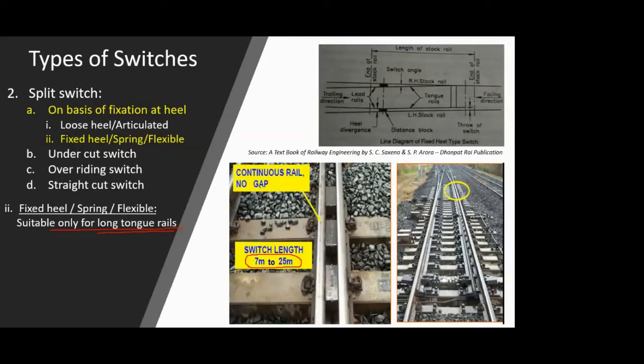And if you see another peculiar characteristic, there is no gap, as we had a gap in case of the loose heel. In loose heel, we had a gap so that the movable section moves freely and the permanent, non-movable section stays as it is. But in this case, we don't have any gap over here. We have a continuous rail, just like a continuous welded rail, you can see. So that's the difference between loose heel and fixed heel. That is the type of split switch based on the fixation at heel.